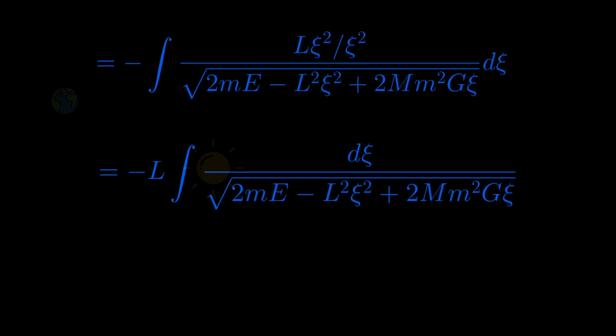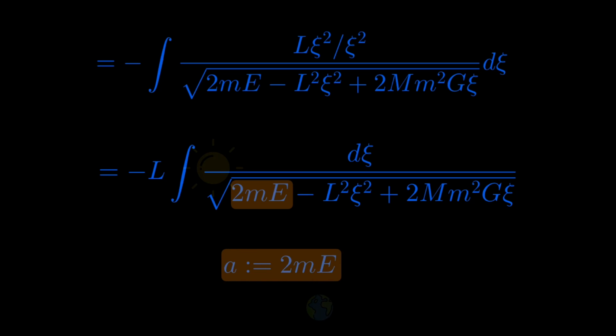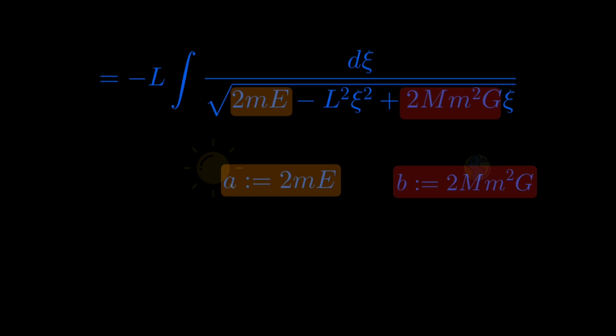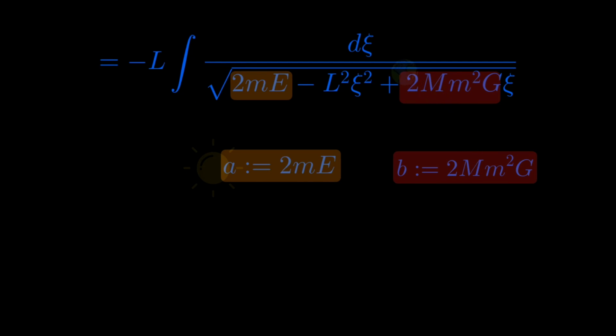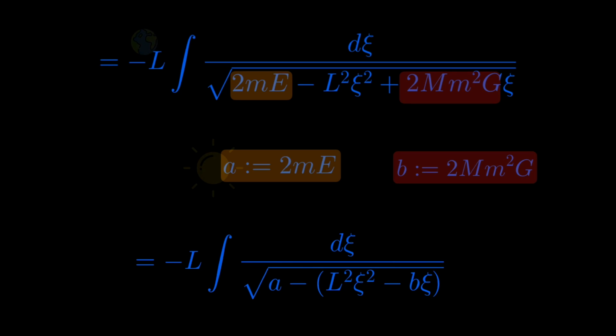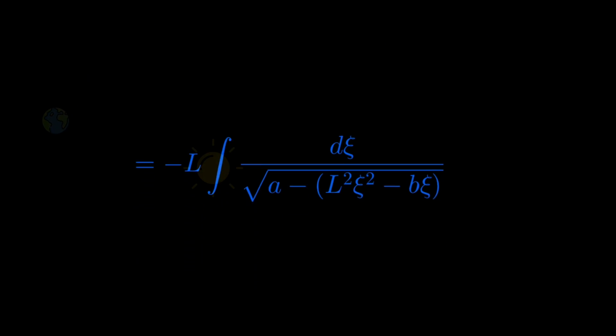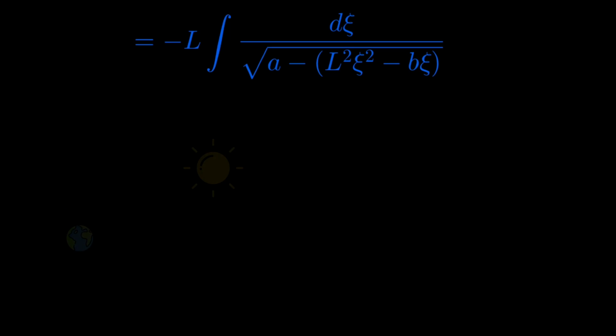Now we can abbreviate the integrand by defining some constants. We define a to be 2mE and b to be 2 times capital M times small m squared times the gravitational constant G. And this way we get minus L times the integral of d xi over the square root of a minus, in brackets, L squared xi squared minus b xi. And this expression in the brackets looks a lot like a binomial formula and completing the square.